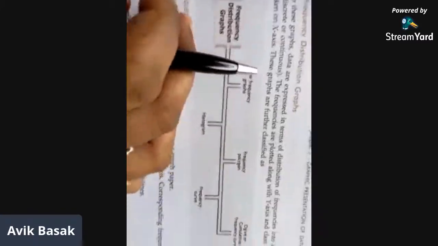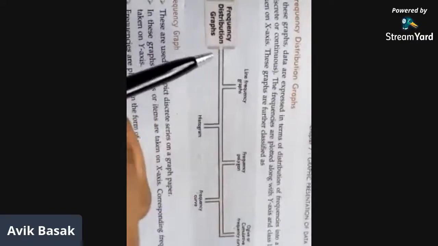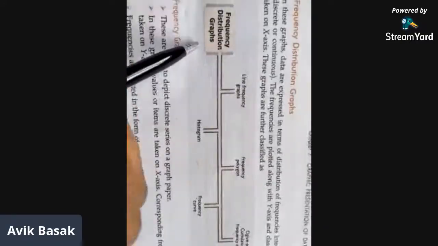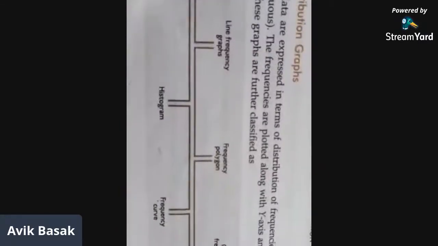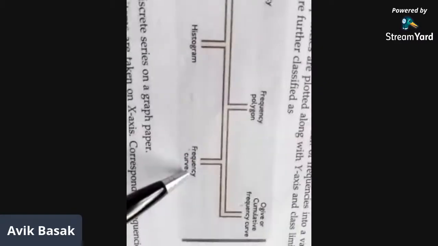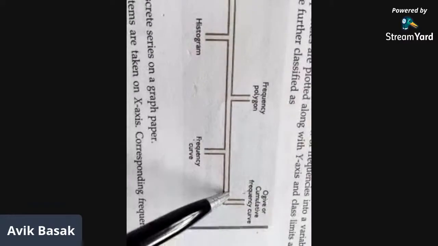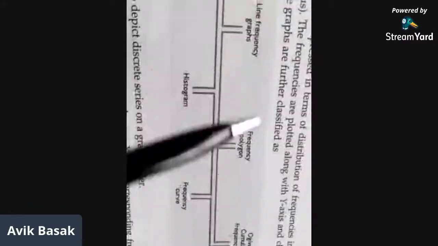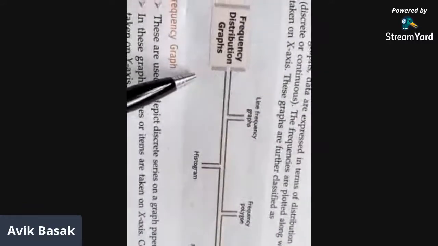Okay, let me start today's class. So, good afternoon, everyone, those who are present here. Yesterday I gave you a short revision: there are frequency distribution graphs, and I told you that there are line frequency graphs, histogram, frequency polygon, frequency curve, and ogive or cumulative frequency curve. These are all the types of frequency distribution graph.